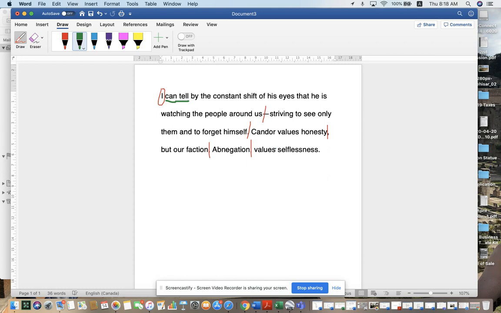Now, candor. That is definitely a noun starting a sentence, so that's our subject. And we have a predicate, values, okay? And but, that's a separator. And look at that, our faction. So you don't want to say our, right? Our is always a possessive. So faction.